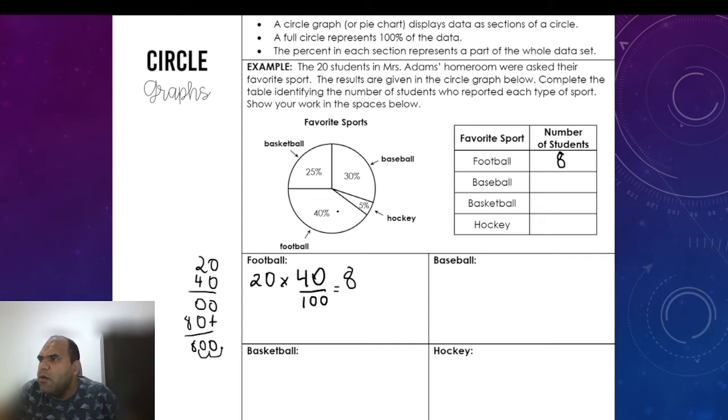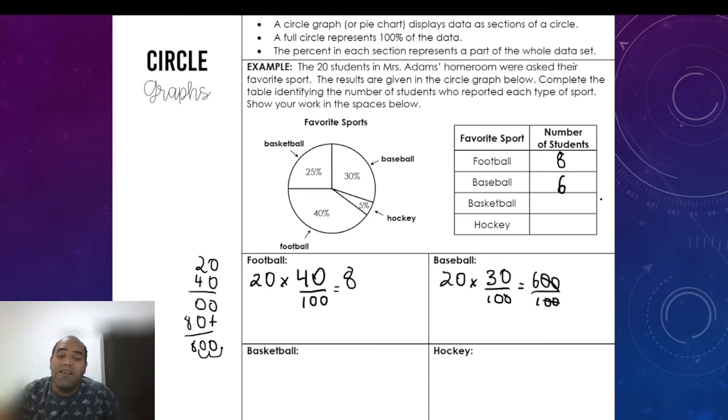Nice. Baseball, the same thing. We have here the quantity of students, 20. The percent, 30%. Work on this. Multiply 20 times 30 will be 600. 600 divided by 100. We say goodbye zeros, will be 6. Oh, Mr., do you divide this way? Yes, guys, very easy. Divide by 100, goodbye zeros, and done.